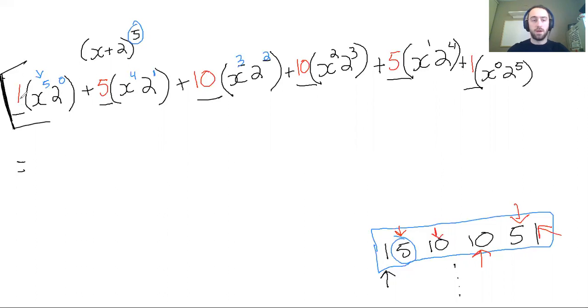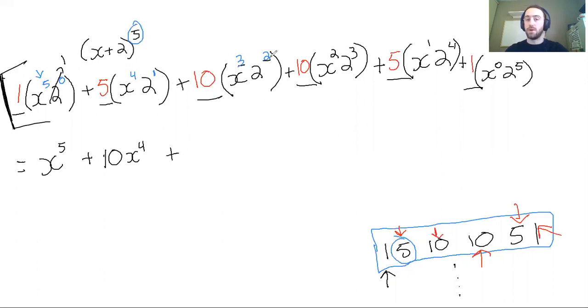So here we have 1 times x to the 5 and 2 to the 0. What is anything raised to the power of 0? That is simply 1. So this entire first term could simply be written as x to the 5. Going forward, we have 2 to the power of 1, which is 2, times our 5, remember, because our 5 is outside the bracket, so we times it after, times by 5, which is 10. x to the 4 stays as x to the 4.